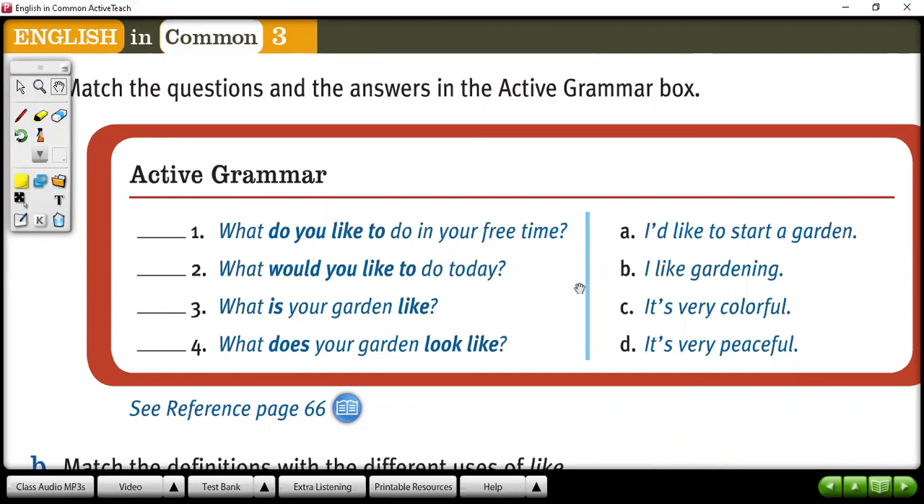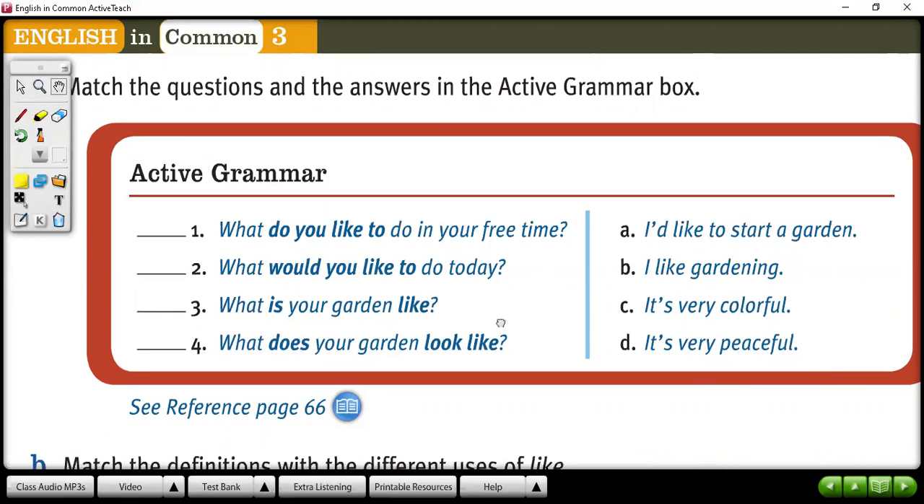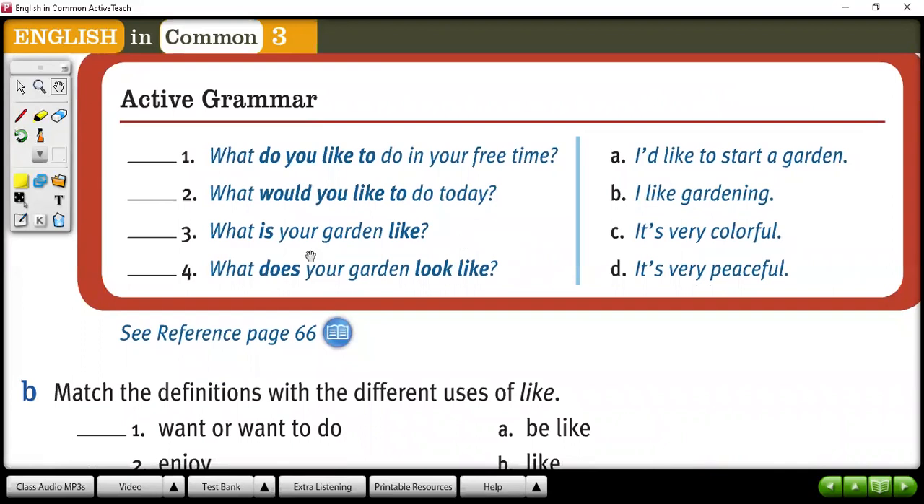Number 2, what would you like to do today? Letter A, I'd like to start a garden. It's a desire, something that you want to do.